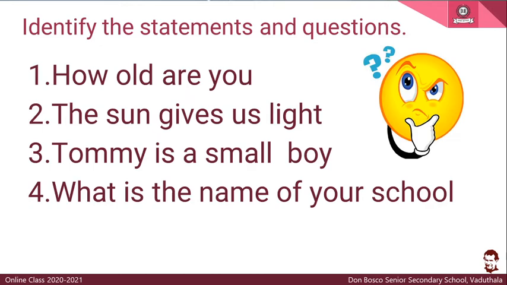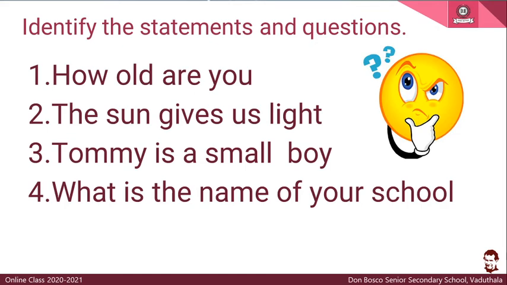Ready? Please write number 4. Yes. Here we go. What is the name of your school? Yes, that's a question. It is asking you the name of your school. So what should come at the end? Question mark. So for the fourth question, you have to put the question mark at the end.